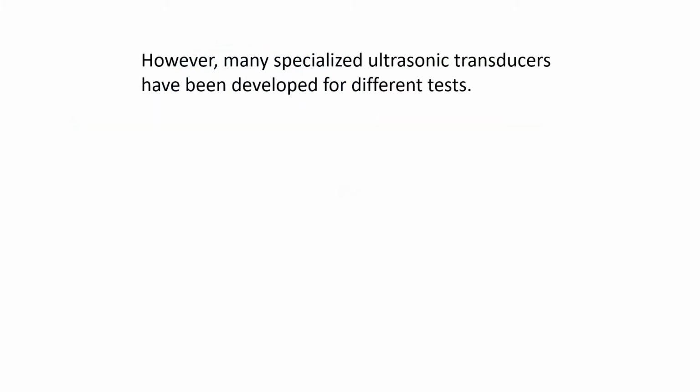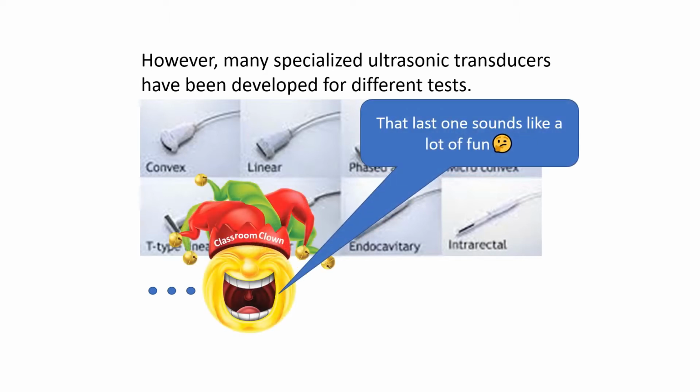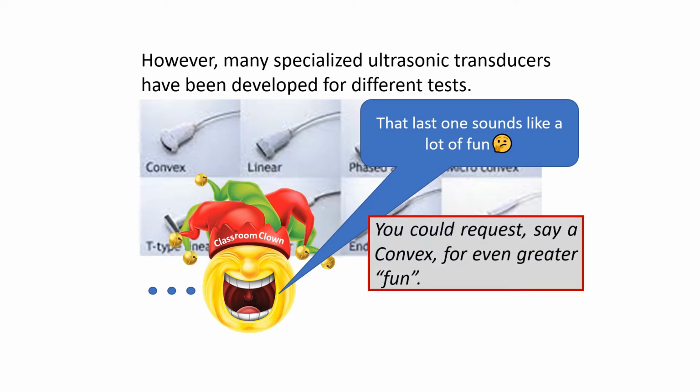However, many specialized ultrasonic transducers have been developed for different tests. And there you have the convex, the linear, the phased array, microconvex, T-type linear, the biplanar, endocavity, and the intrarectal. That last one sounds like a lot of fun. You could request, say, a convex for even greater fun, right?